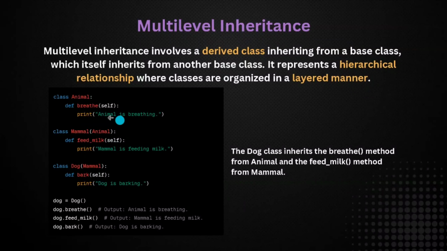So for example, we have a class animal which is getting inherited by mammal. And similarly, this mammal class is getting inherited by dog. So now dog can actually access all the methods inside all of these classes. Why? Because dog is a child of mammal and animal both. So breathe, feed milk and bark, you can access all these methods while creating an object of a dog class.